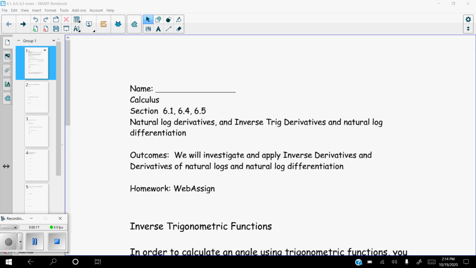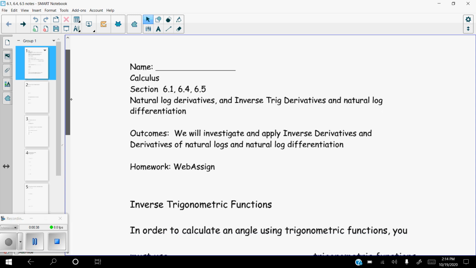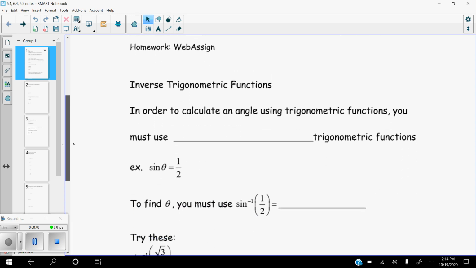We're going to talk about natural log derivatives, inverse trig derivatives, and then how to use what's called natural log differentiation. So we're going to investigate and apply derivatives of inverse trig functions, derivatives of natural logs, and natural log differentiation, as we said. So let's start off with, we're actually going to start off with the inverse trig stuff.